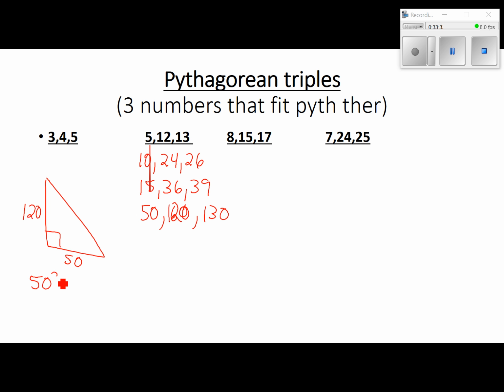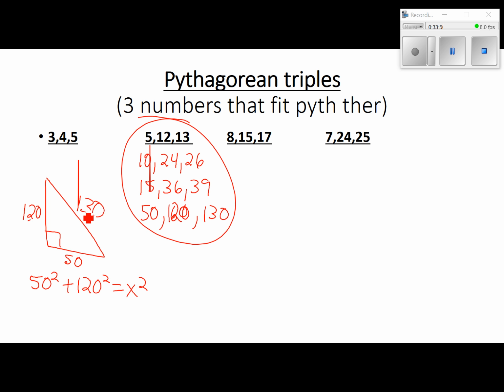setting up Pythagorean's theorem and doing 50 squared plus 120 squared equals x squared and solving it out, if you can remember that it fits into that Pythagorean triple, then we can find this hypotenuse just because it's got to be 5, 12, 13. It's got to fit into that. If I multiply the 5 by 10, I multiply the 12 by 10, then I got to multiply this 13 by 10, and I get 130 there.